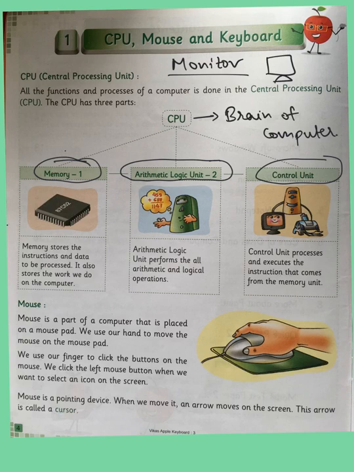So as we can see, memory stores the instruction and data to be processed. It also stores the work we do on the computer. So memory performs two important functions. Number one is it stores the instructions and data, and number two is it stores the work we do on the computer.